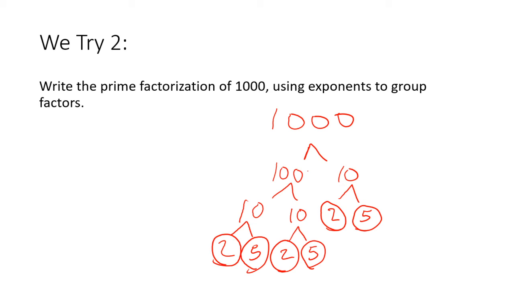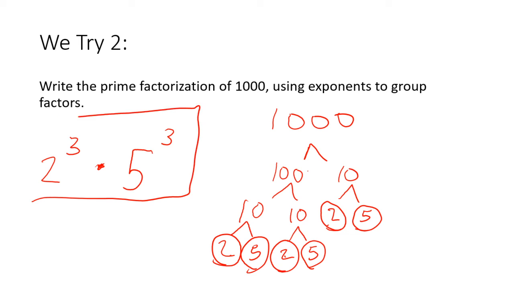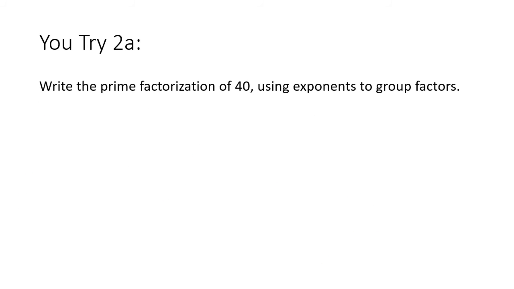So now we can use exponents to simplify the way that we write our prime factorization. Let's count our number of 2's. 1, 2, 3. So we're going to be multiplying by 3 2's. So I'm going to write that as a power. I'm going to write 2 to the third power. And 5 times 5 times 5, that's 5 to the third power. So 1,000 is 2 to the third times 5 to the third. And we're done. Go ahead and pause the video and find the prime factorization of 40.